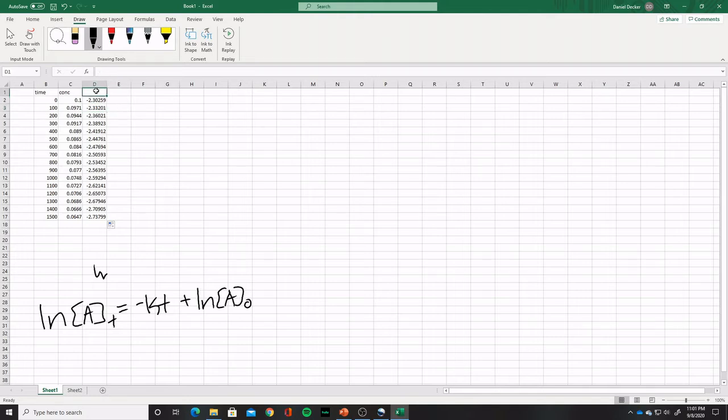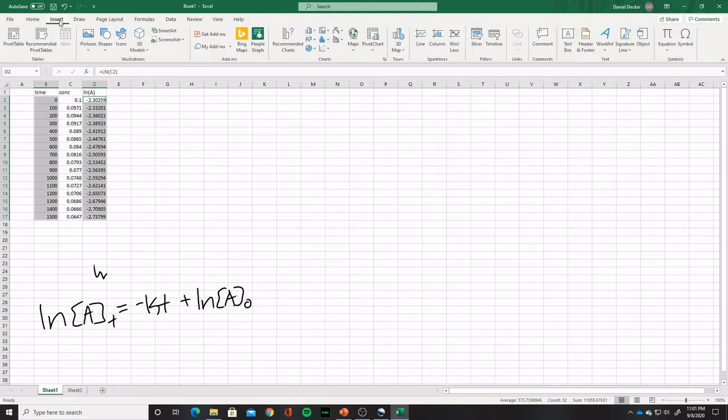So now that we have the natural log of our concentration, we can make our plot. We're going to do that by taking, let's see, I believe it's going to put X, Y. I think that's the way Excel always does it, it picks the column on the left to be X and the column on the right to be Y. I think that's the way it does it automatically.